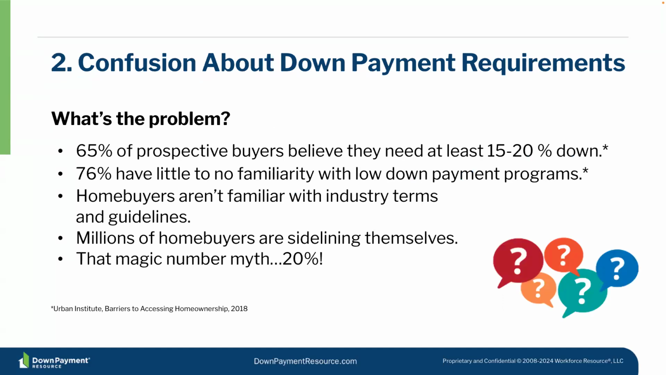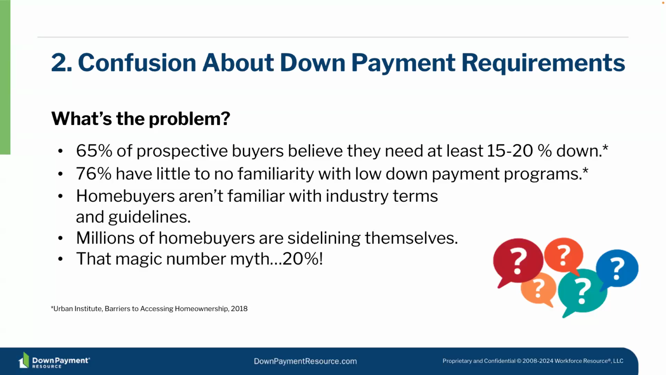So let's talk about some of the confusion about down payment requirements. According to a study by the Urban Institute, although dated 2018, again, still resonates today, 65% of prospective buyers still believe they need at least 15 to 20% down for their home purchase. And 76%, according to the study, have little to no familiarity with low down payment programs, right? There's an education barrier there.